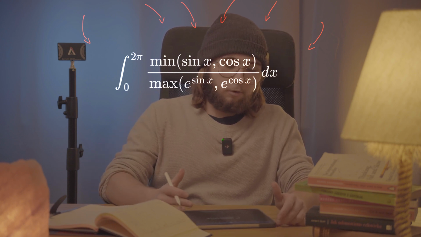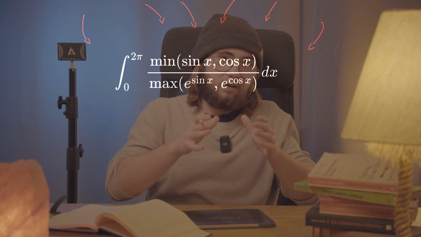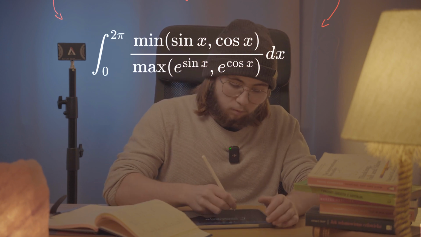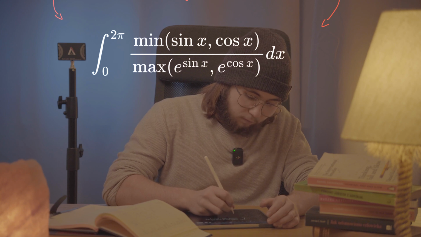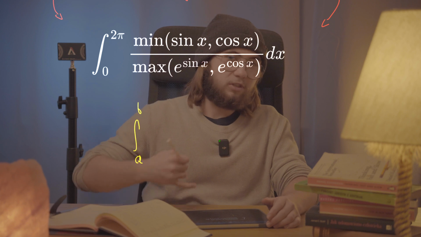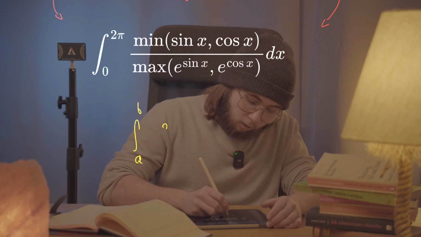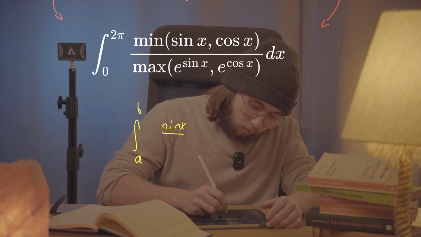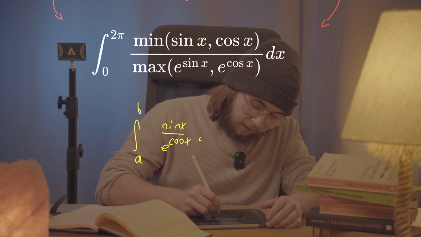because cosine is the greater guy. And so on that particular interval, our integral in question will be the integral from some kind of an a, the start point, to some kind of b, which is the endpoint of that interval I just talked about, of just the sine of x all over e to the cosine of x dx.